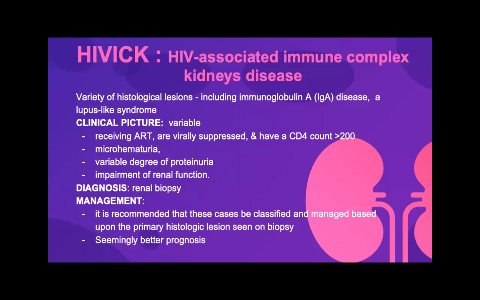So HIVIC is less common than HIVAN, and unlike HIVAN, it's usually in patients who are receiving ART, they're virally suppressed, and they have a CD4 count of more than 200. Their clinical picture is variable and can include microhematuria, proteinuria, and impaired renal function. Diagnosis is renal biopsy, and management is recommended to be based on the histological lesion on biopsy, which, as you can imagine, proves difficult when we have little access to that.